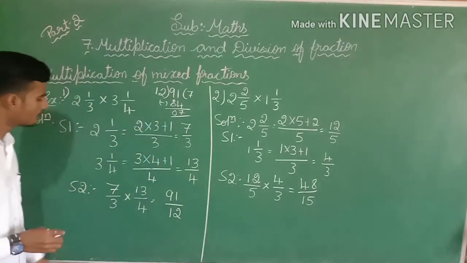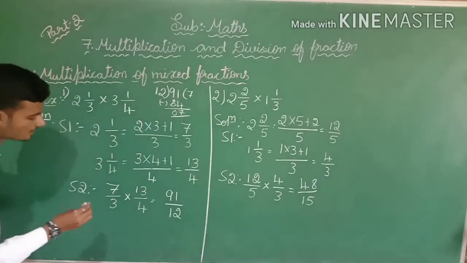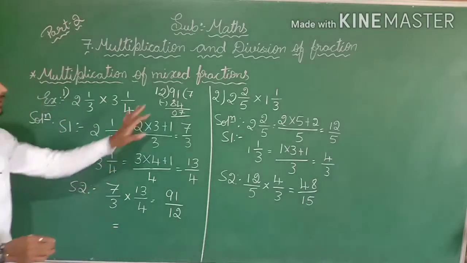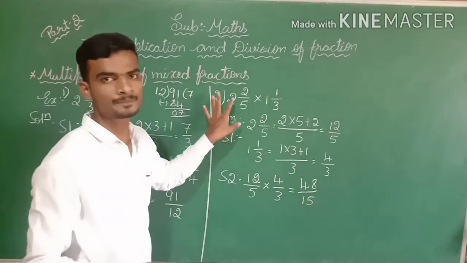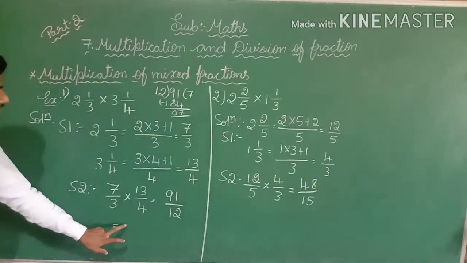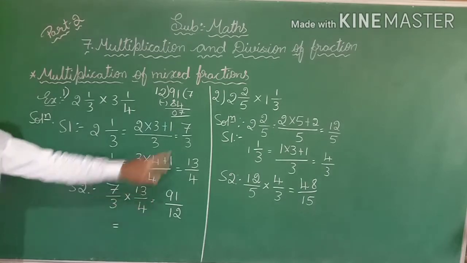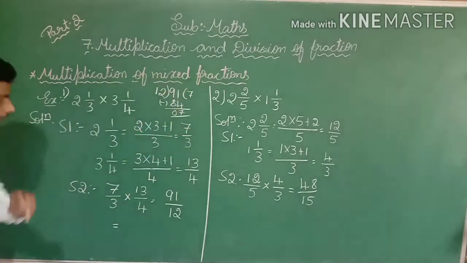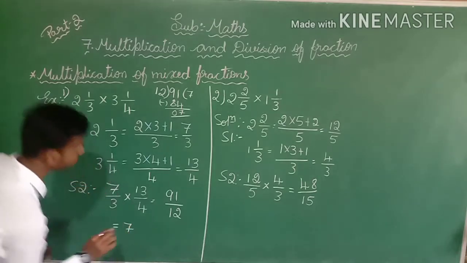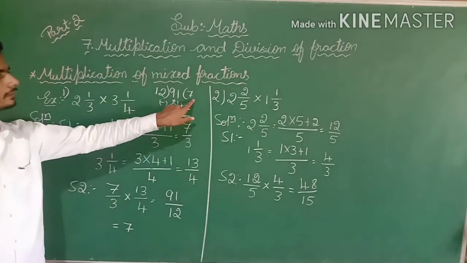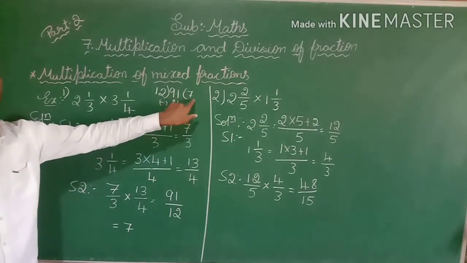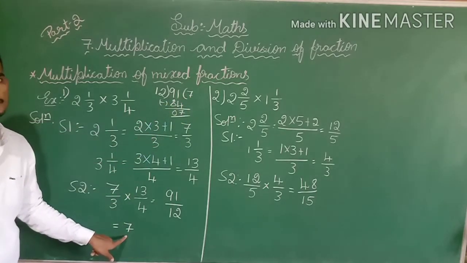Okay. Then how will you write this as a mixed fraction? You know already why you are writing this number as a mixed fraction. First you have to write the quotient part. Quotient part is the whole number. We got 7 as the quotient, so I have written 7 as the whole number.